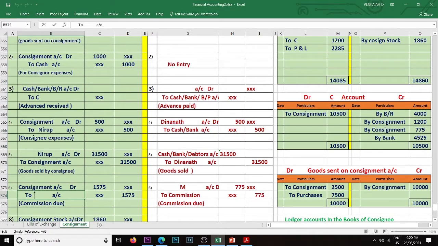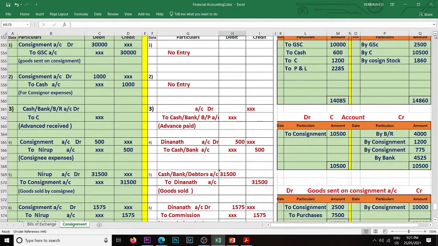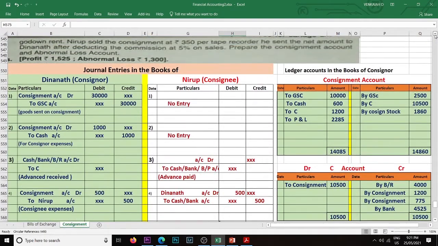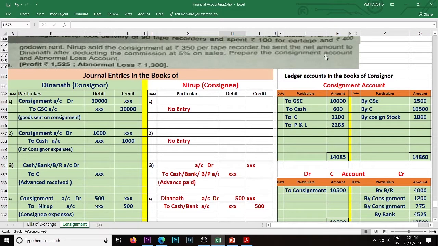In this problem, consignee name is Nirup. Here it is. Consignment account debit to commission account. Nirup account debit. Or I think commission over that. Now we have to prepare the consignment account and abnormal loss account.